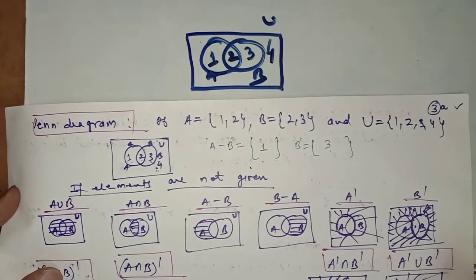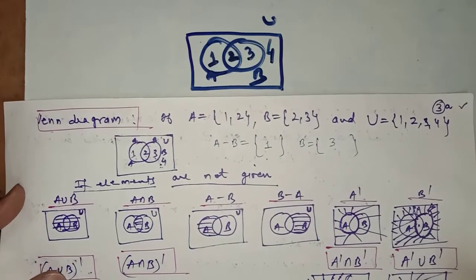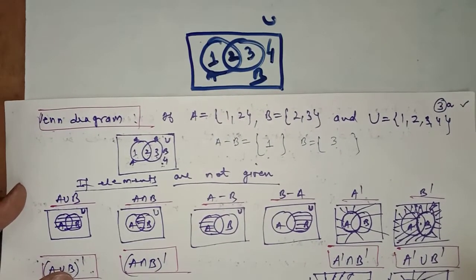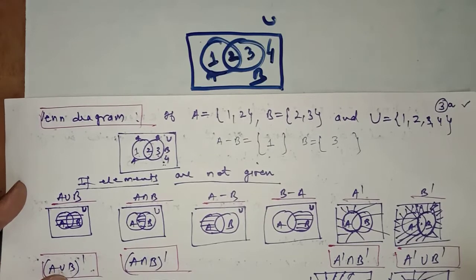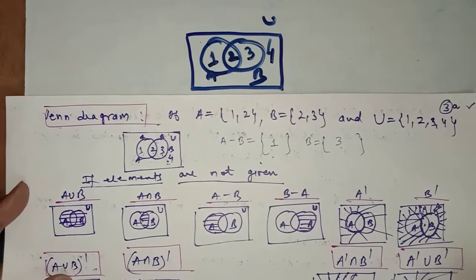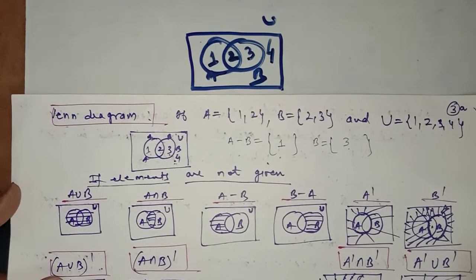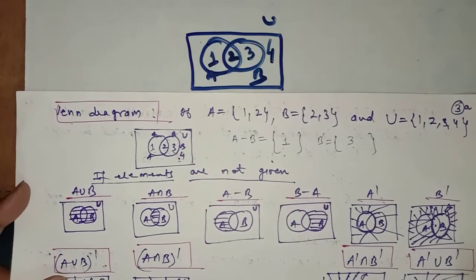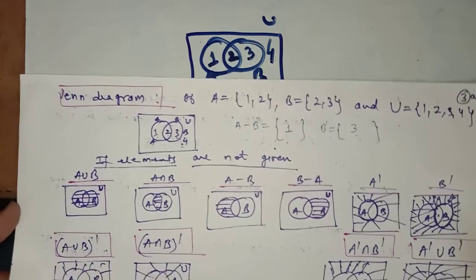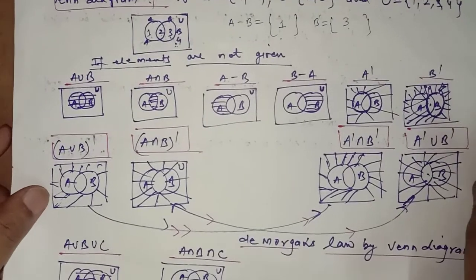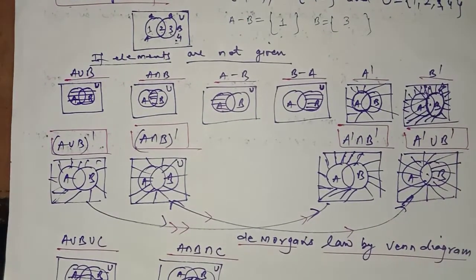So this is the method of representing sets by a Venn diagram when the exact elements are given. So this is the way to represent the Venn diagram. We'll discuss how to draw the Venn diagram when the elements are not given in the next lecture. Thank you.